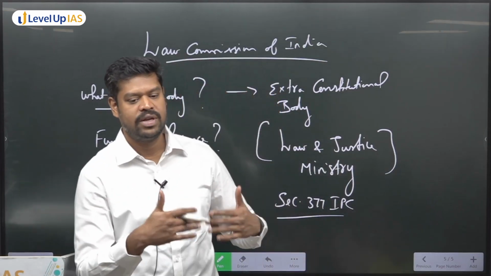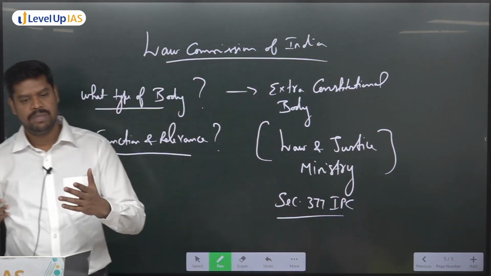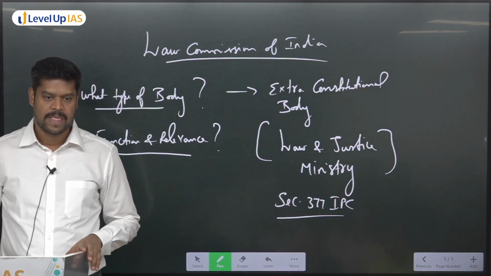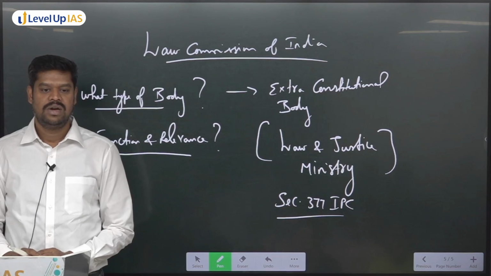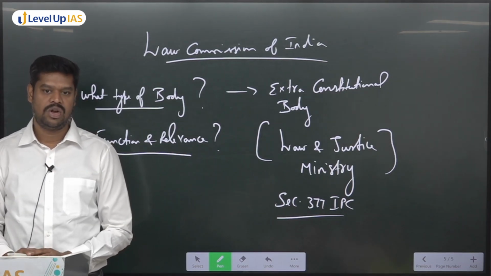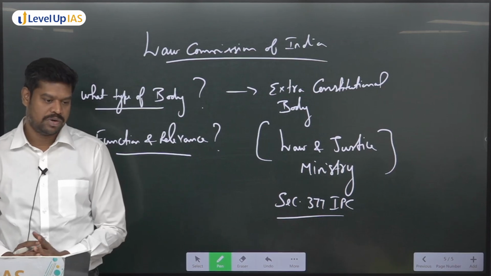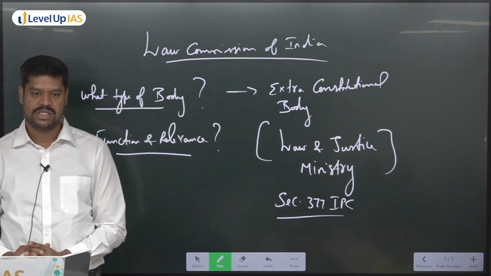They keep reviewing the various laws depending upon the changing value system of the society, and they can make changes to the existing laws. So who is supposed to recommend to the government with regard to all those things? And who is supposed to review these laws? It is the Law Commission of India. The Law Commission of India is usually headed by whom? It is usually headed by a retired judge of the Supreme Court, and it will have other legal experts.